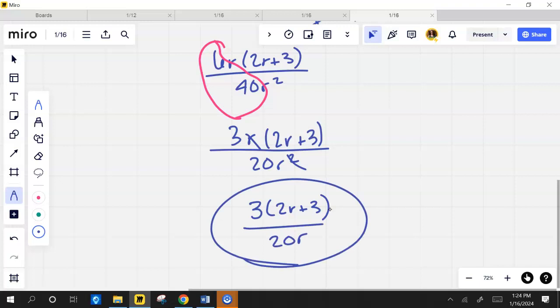Now I'm done. There were 2 R's in the bottom and 1 on top, so I took 1 away from top and bottom. You can do that.